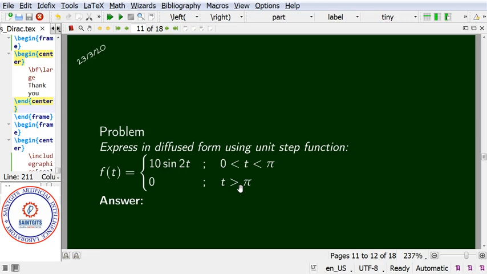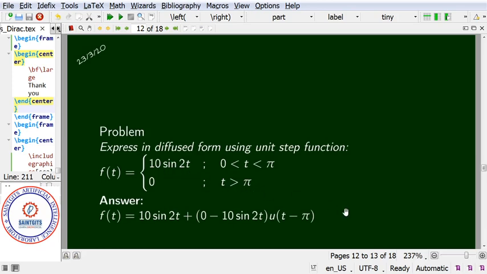This is a double valued function depending on the range. Now we are going to fuse it together using the unit step function. So, we can guess the answer like this: f of t is equal to base value 10 sin 2t plus 0 minus 10 sin 2t into u of t minus pi. Then we can verify this. It's correct: 10 sin 2t plus 0 minus 10 sin 2t into u of t minus pi.